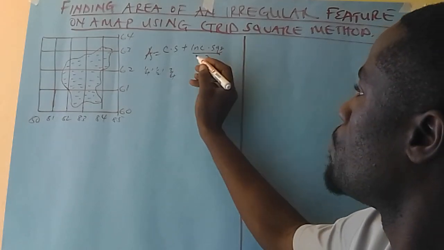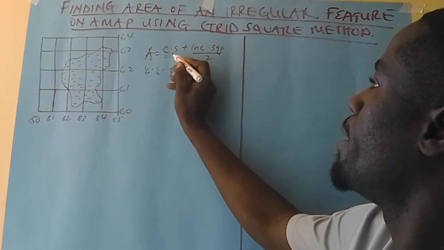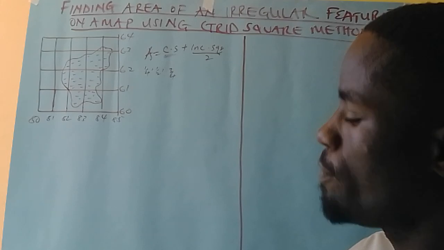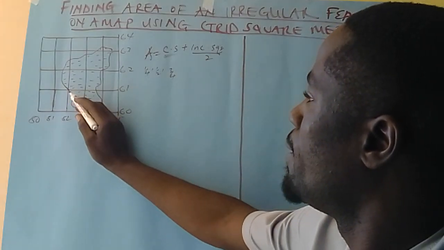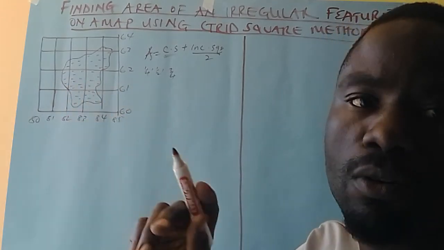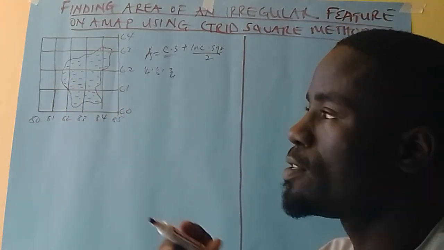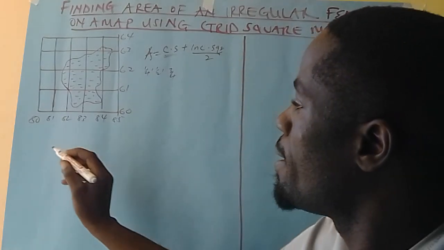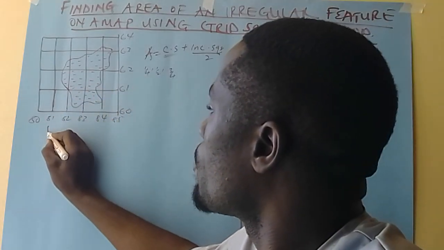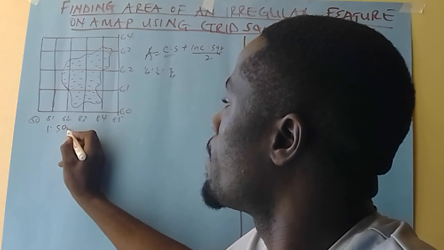So here what you have to do is check the area that is covered by this feature. Look for the complete squares. So here you must be careful. Even if it has entered by 2 dots, because 2 dots on the map look small, but on the actual ground it is big. Why? Because on the actual ground, 1 centimeter represents half a kilometer.